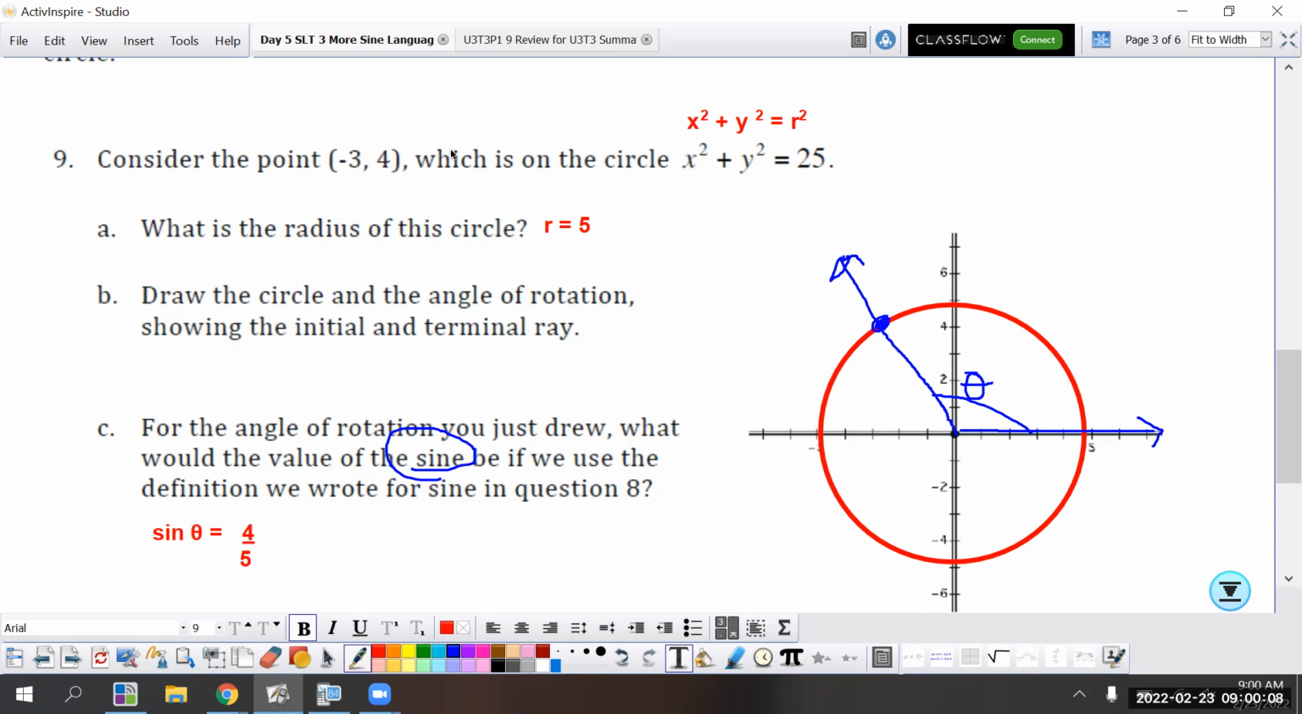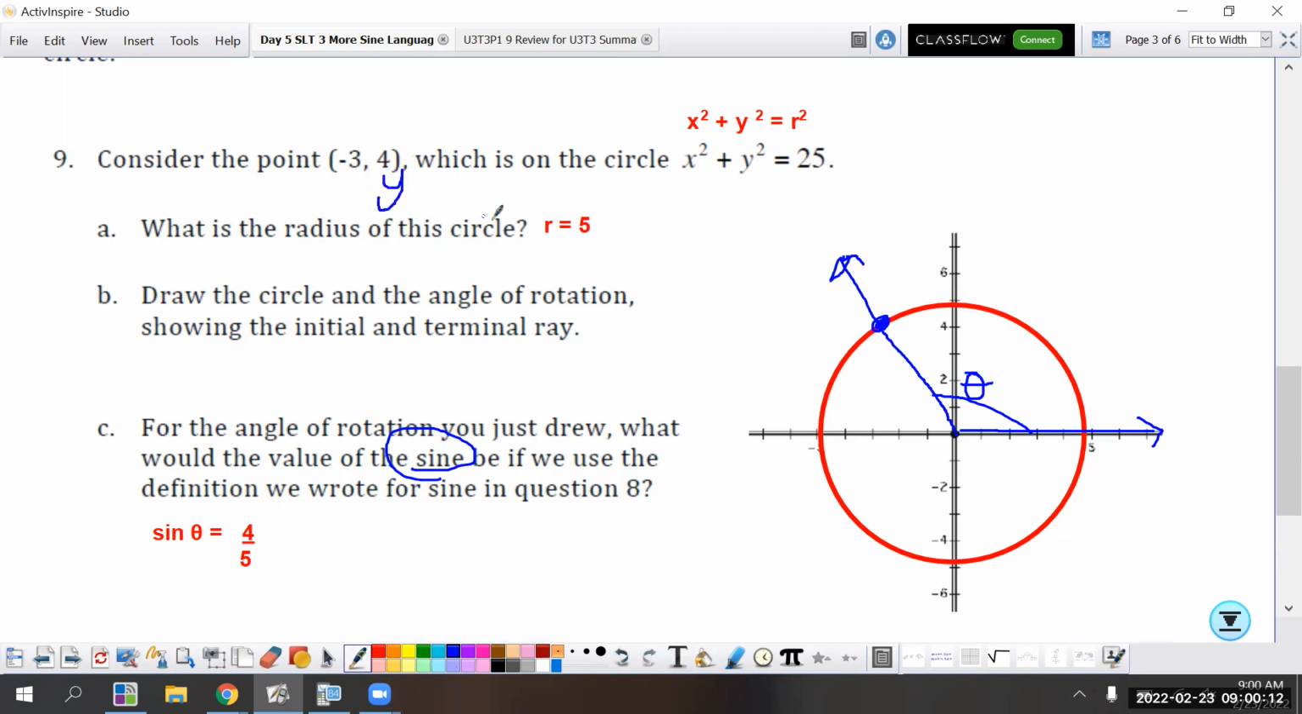How did I get 4/5? So sine is y over r. I draw the triangle here. This is left 3, up 4, radius of 5. And we get this y over r for 4/5.